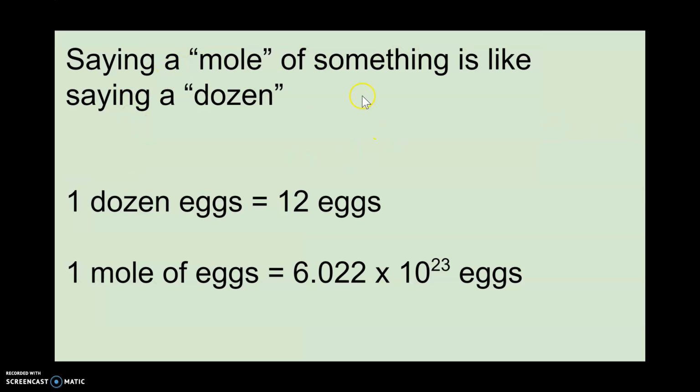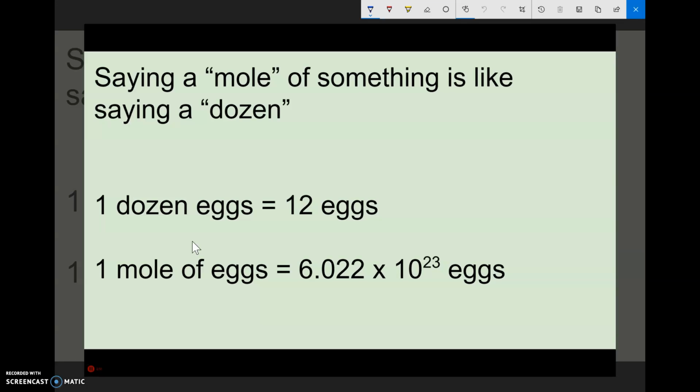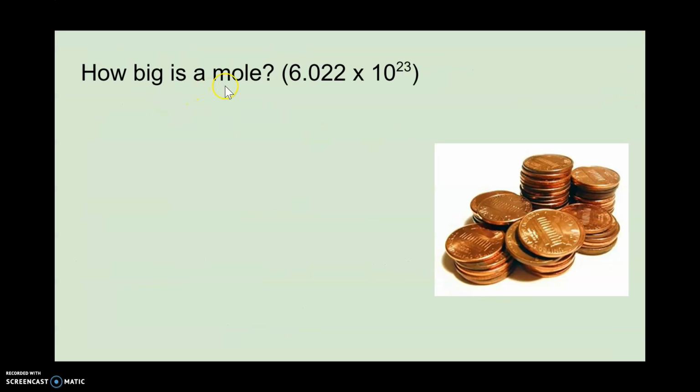We're talking about a mole in chemistry, which means it's a number relationship is what a mole is. So saying a mole of something is like saying a dozen. So for example, when we say 1 dozen eggs, it means we have 12 eggs. If we say 1 mole of cookies, it means that we have 6.02 times 10 to the 23rd cookies. Okay, that's a huge, huge number. But that's what 1 mole means. 1 mole of anything is equal to this number right here, the 6.022 times 10 to the 23rd. Okay, so let's look at some examples of how large a mole is.